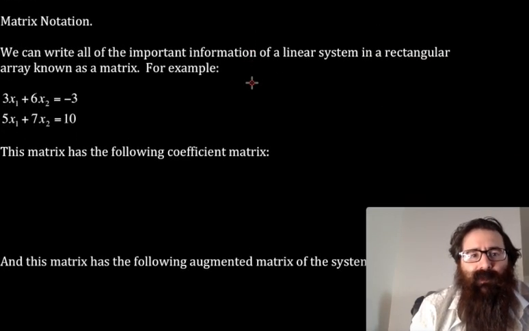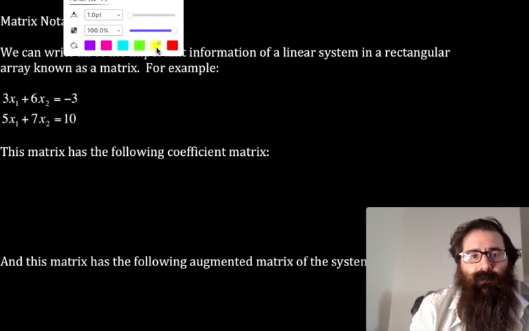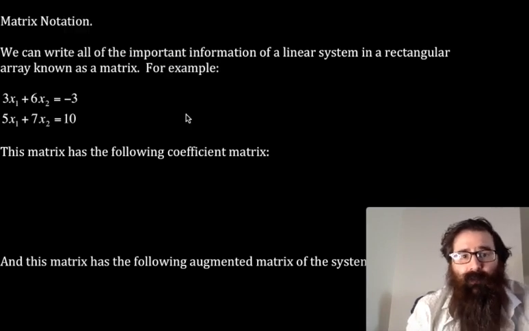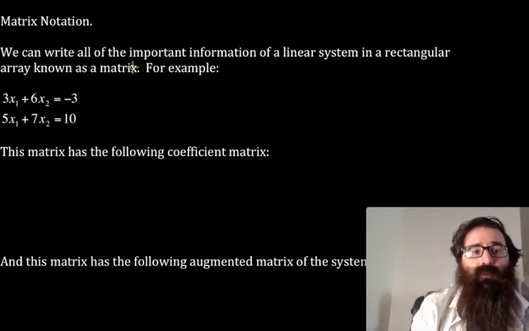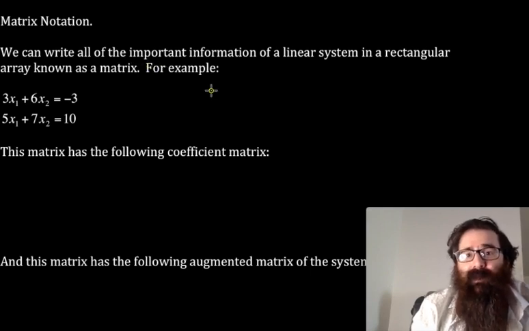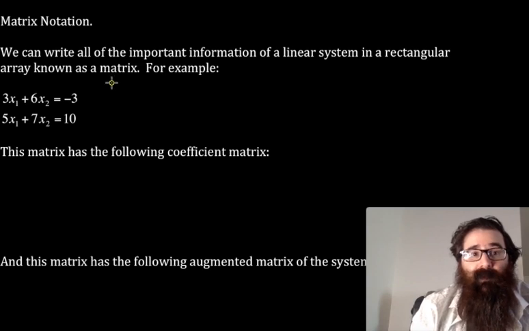Let's talk about matrix notation. How are we going to write for the rest of the semester working with these matrices? We can write all of the important information that we need for a linear system into a rectangular array known as a matrix. So for example, here I have a system of equations, two unknowns: 3x1 plus 6x2 equals -3, 5x1 plus 7x2 equals 10.